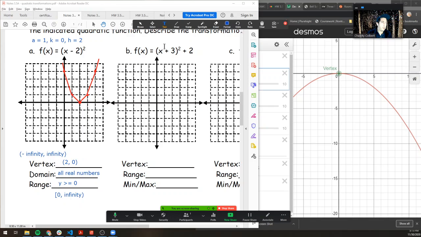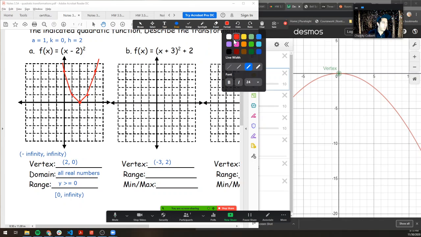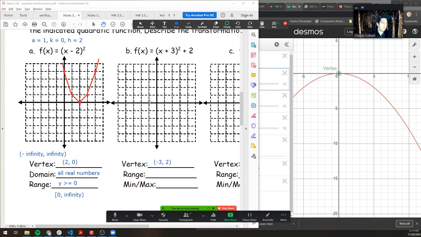So there's that. Next one, B. Same thing. You look at it. Immediately, you should be able to tell the vertex. It's plus 3 in the x part, so that means that the h value is -3. And it's plus 2, so the k value is positive 2. So there's your vertex at (-3, 2), which means you would have a point, I'll do a different color, green, at (-3, 2), right there.